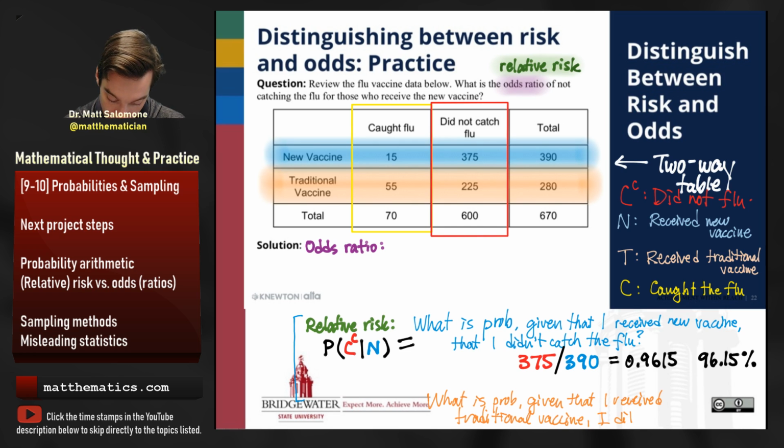I didn't catch the flu. Right? So I have to know that number as well. Otherwise, I don't have a point of reference to claim whether or not my new vaccine is more or less effective at preventing the flu compared to the traditional treatment. So here again, we need another conditional probability, except now I'm conditioning my probability on the sample space of the patients in the trial who received the traditional vaccine.